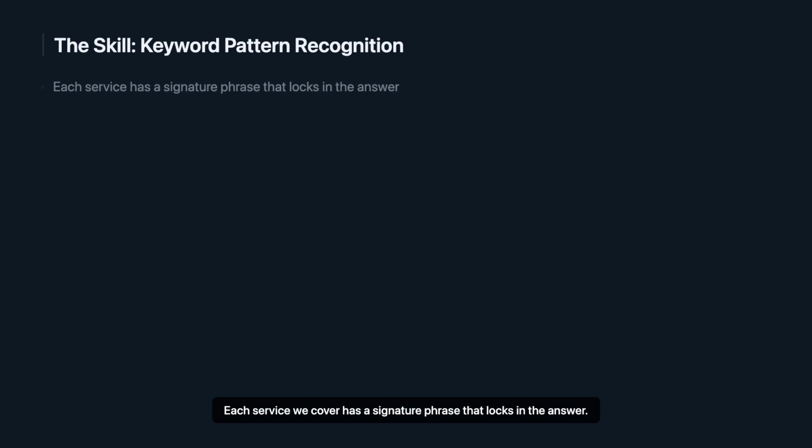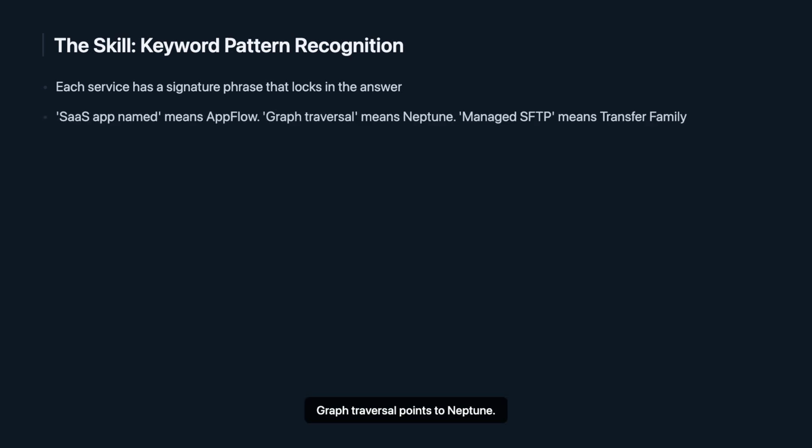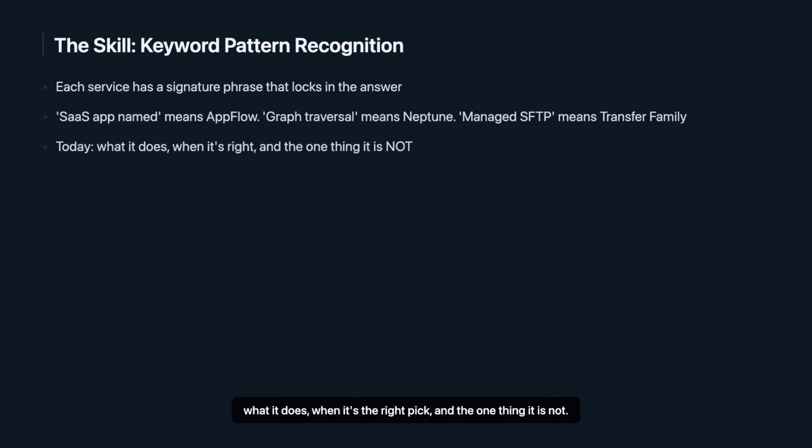Each service we cover has a signature phrase that locks in the answer. A scenario that names a software-as-a-service application points to AppFlow, graph traversal points to Neptune, managed SFTP points to Transfer Family. For each service, we'll cover the same 3 things: what it does, when it's the right pick, and the one thing it is not.